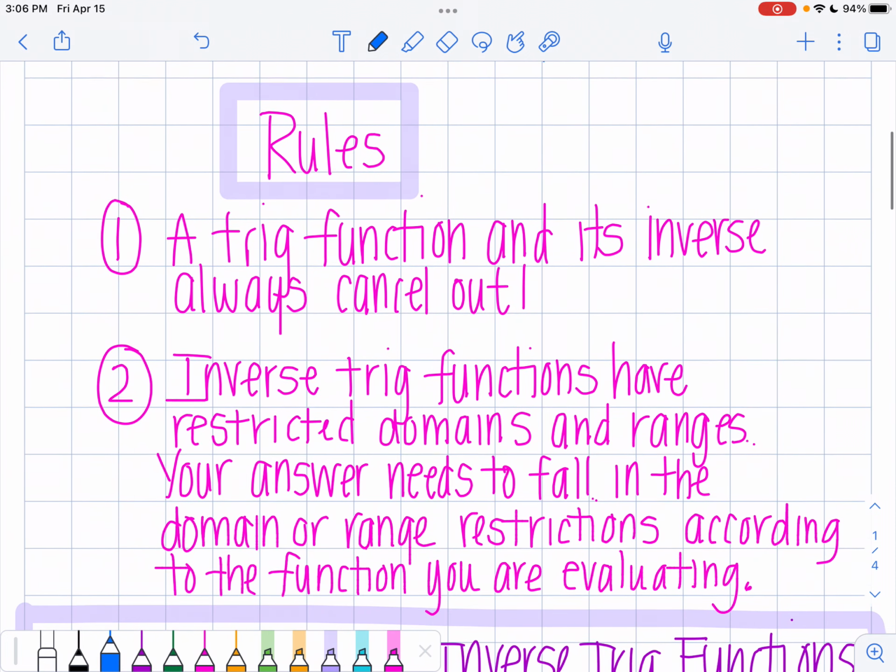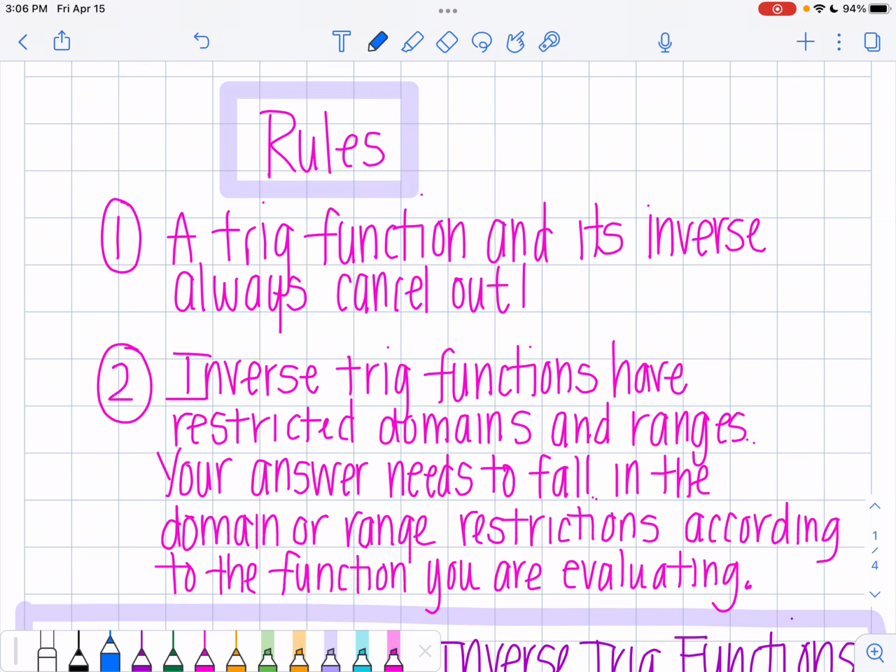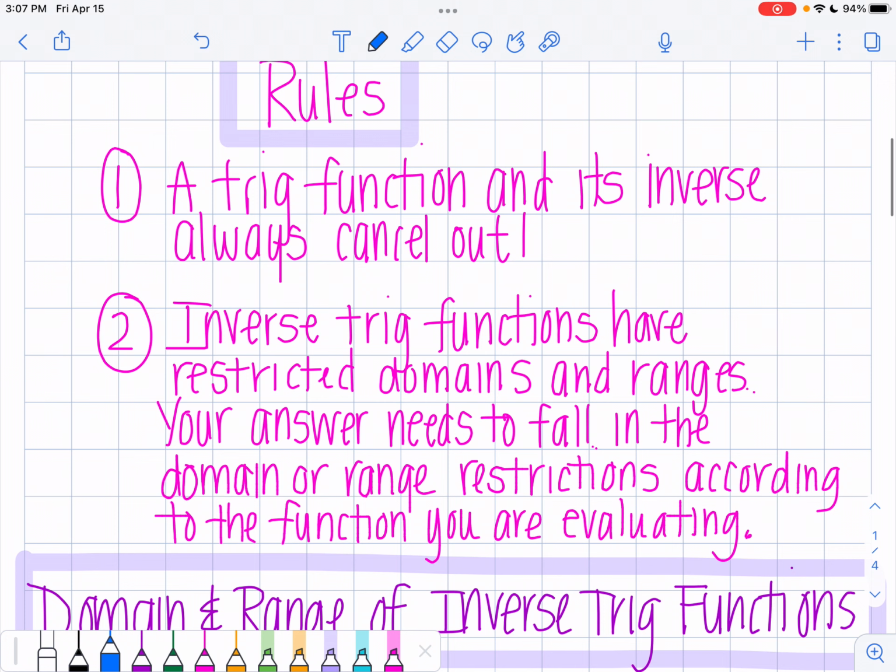So here are the rules. The first thing you want to know is that a trig function and its inverse are going to cancel each other out. However, your answer is not always just what it is on the paper because of rule number 2. Inverse trig functions have restricted domains and ranges, and your answer needs to fall in the domain or range restrictions according to the function you are evaluating.